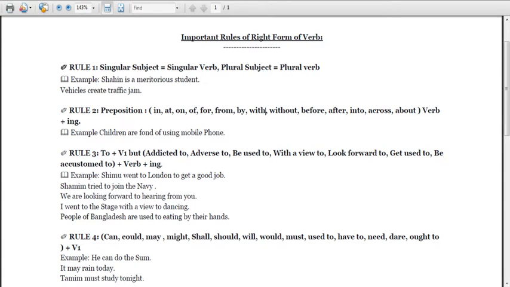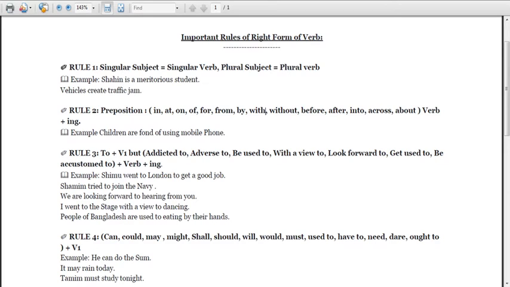Today we'll talk about right forms of verb from English line paper. Let's start. Rule 1 is very primitive and very common. If you find a singular subject, we'll take a singular verb. If we take a plural subject, it will be a plural verb. For example, Shaheen is a major student. Shaheen is a singular subject, so for this we'll take a singular verb like is.